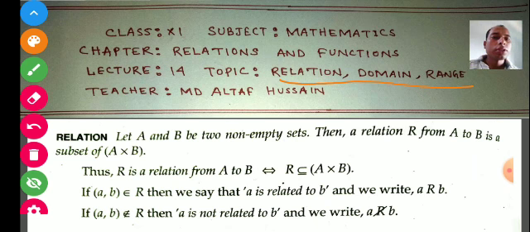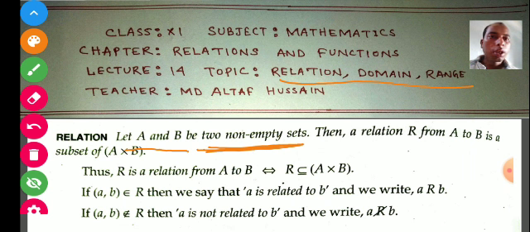So what is a relation? Let A and B be two non-empty sets. We already know what a set is. A set is a collection of well-defined elements. Now, non-empty set means it is not empty, meaning at least one element will be there. Or we can say it is a non-null set.